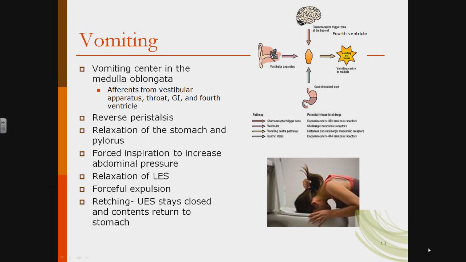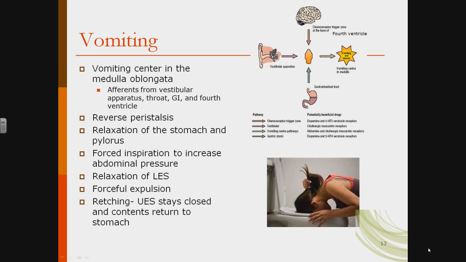The major one is in the medulla oblongata, and there are afferent incoming signals from the vestibular apparatus, which is found in your ear. There are also afferent information from the back of your throat. You, I'm sure, have known that once food touches the back of your throat, it's not going to go down well. There are even sensory cells in your GI tract once the food hits there in your stomach or even small intestine that you should probably get that out before you absorb it.